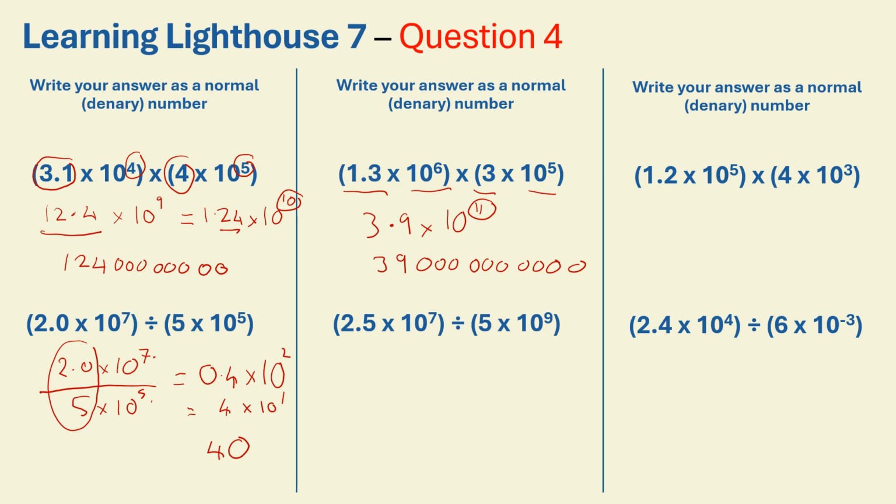On the division, I've written it as a fraction, so I can see what I'm doing a little bit more. So I've got 2.5 divided by 5 is 0.5. 7 take 9 is a negative 2.